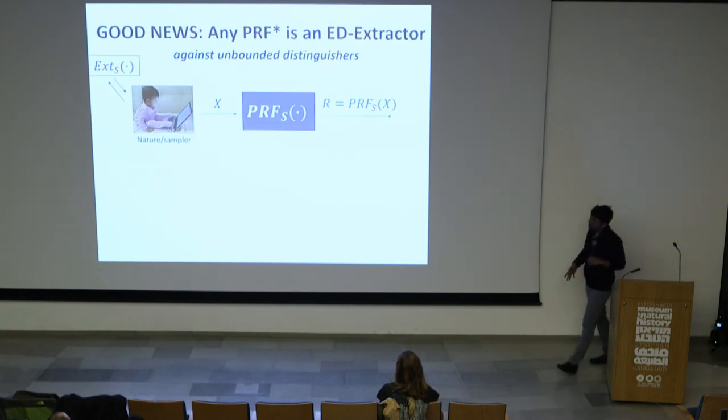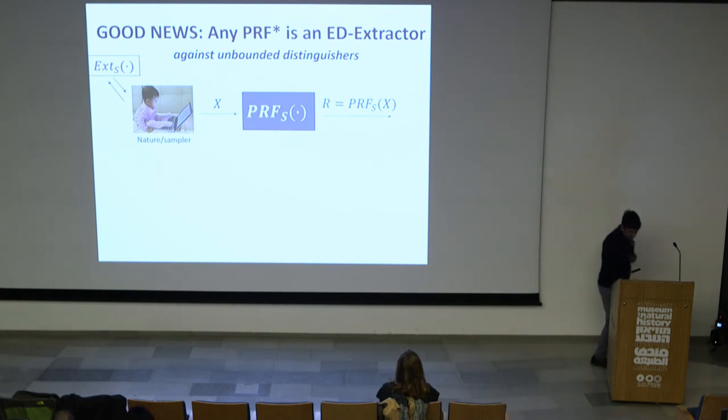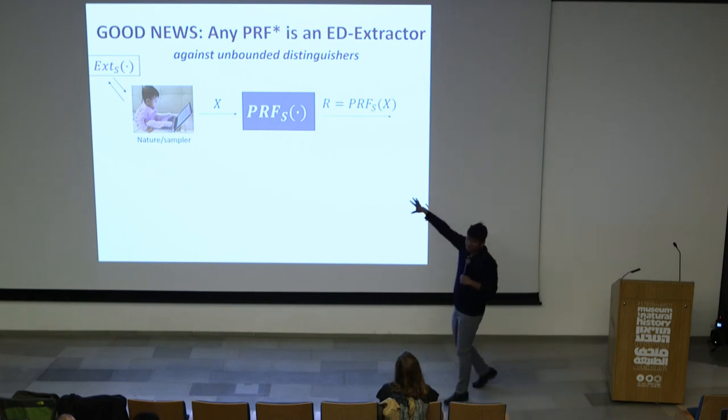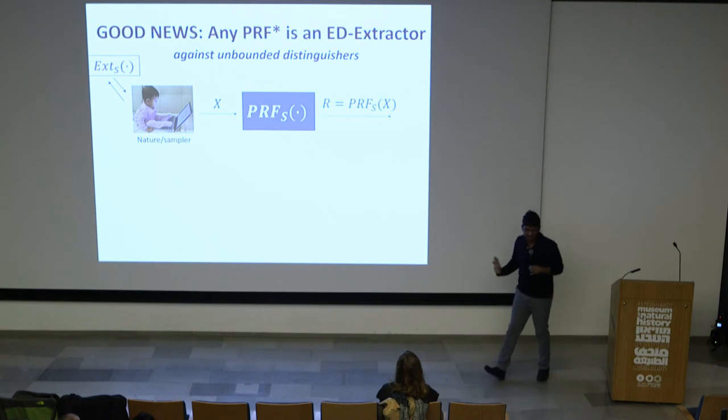Okay, so now good news, right? We're going to play this game over and over. Bad news, and then good news, and then a little bit of bad news, and so on and so forth. So this is the good news part of it, which is that any PRF is an ED extractor. Let me make this a bit more precise, and that's the picture. The extractor is the PRF, and the seed of the extractor is the key of the PRF. The extractor with seed S is PRF of S. That's it. Does that make sense?